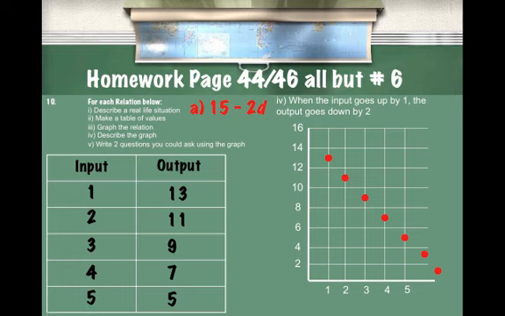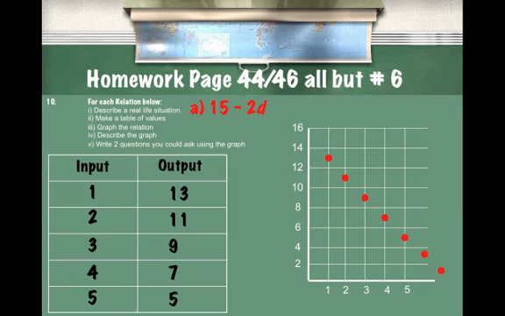When describing the graph, when the input goes up by 1, the output goes down by 2. 2 questions I could ask would be, after 6 days of buying donuts, how much money would I have left? So I would figure out where the 6th day would be, and I would have $3 left. If I continued my graph, the 7th day here, I would have $1 left.